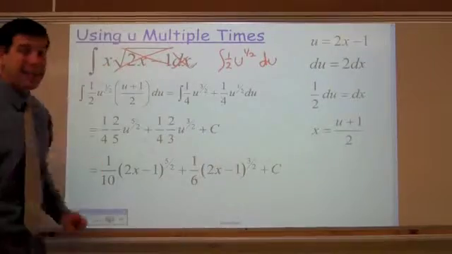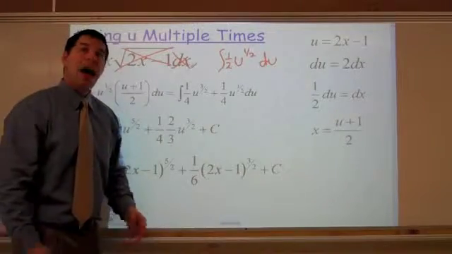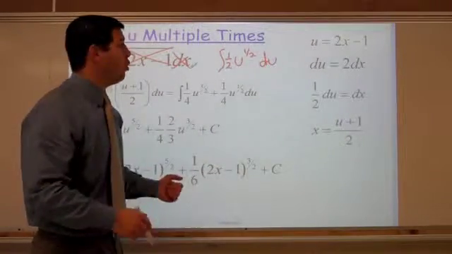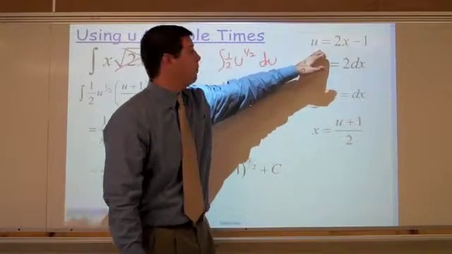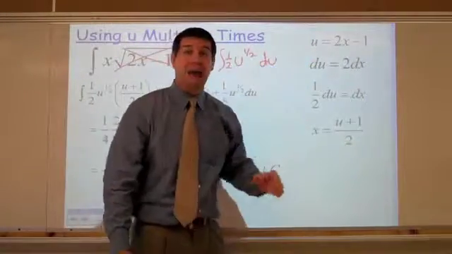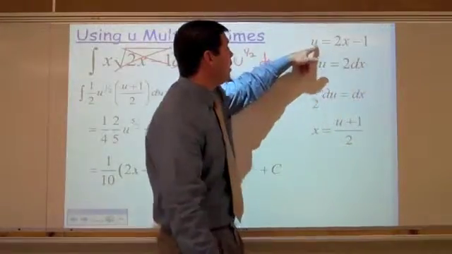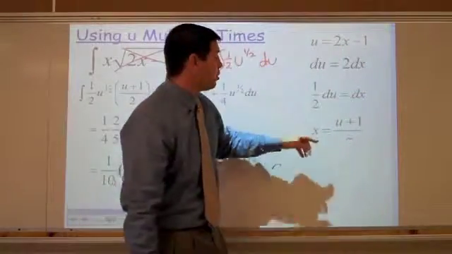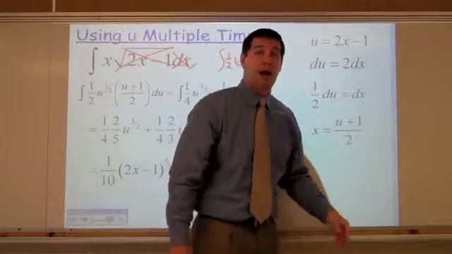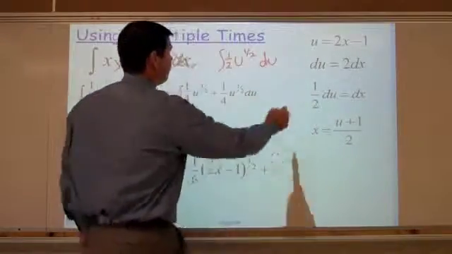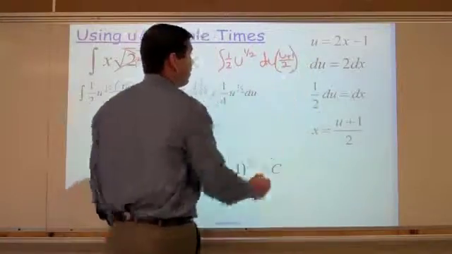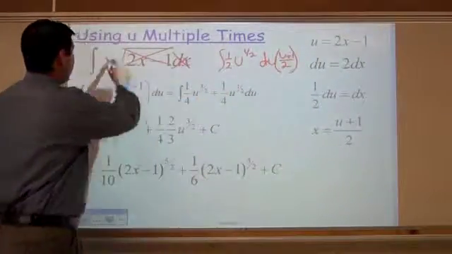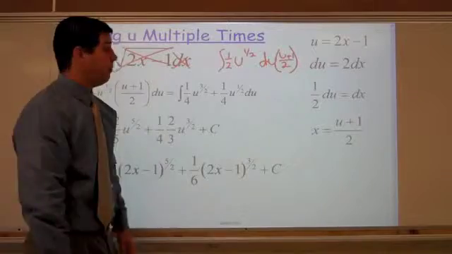But now I have an x in there. I have to turn that into something with a u. So I'm going to use my u equals 2x minus 1, and I'm going to solve that for x. Add 1, divide by 2, so I get x is u plus 1 over 2. So that's going to be my substitution.